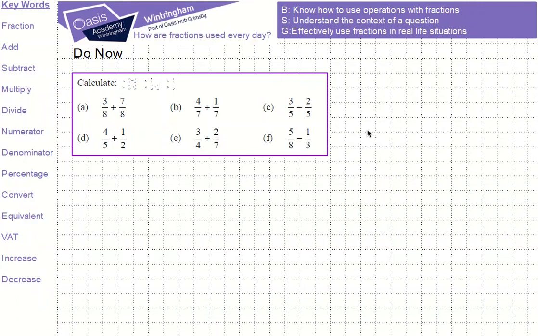Hello, in this video you're going to learn how fractions are used in everyday situations. For the do now, I've put some questions up on adding and subtracting fractions. The top row, hopefully you'll find a little bit easier, the denominators are the same, and on the bottom row it's a little bit more tricky, the denominators are different.